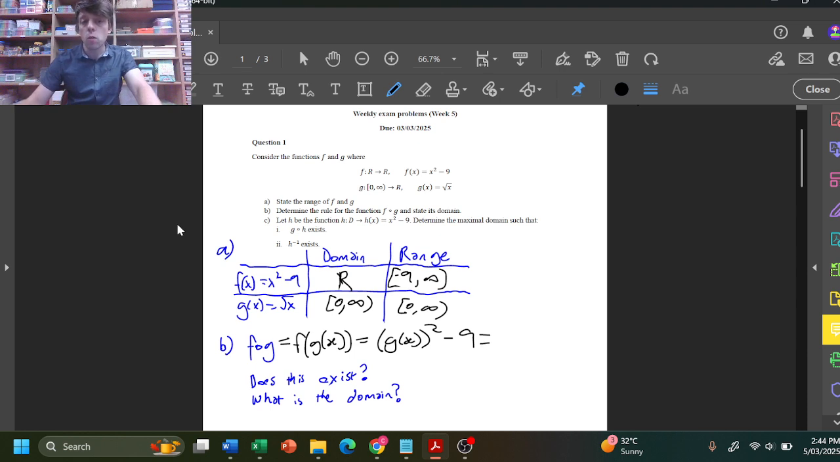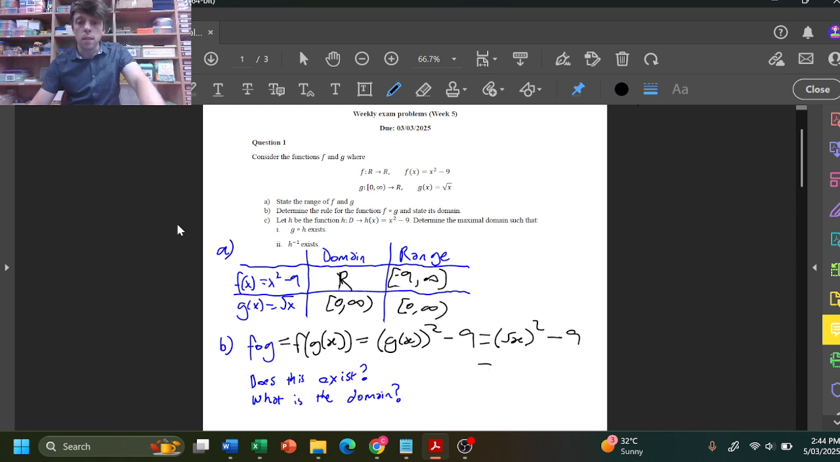And what's g equal to? Well, g is equal to the square root of x. So we're going to replace x with the square root of x. And our answer is going to come out as x minus 9, because when we square a square root, those two things cancel out. So we get f of g is equal to x minus 9.